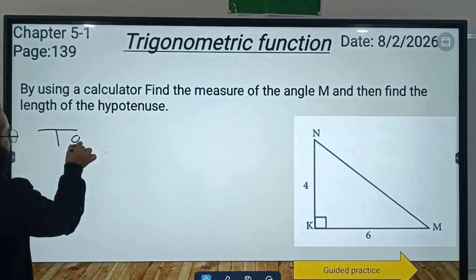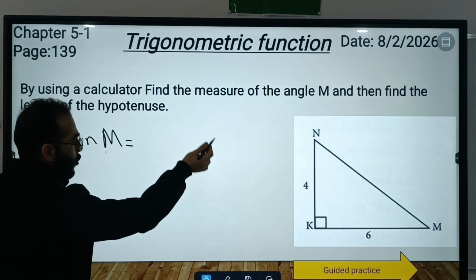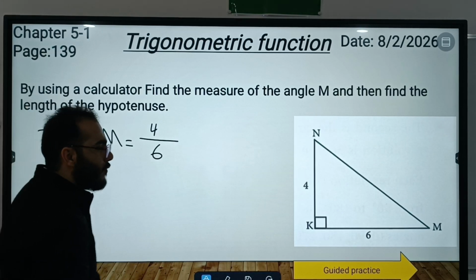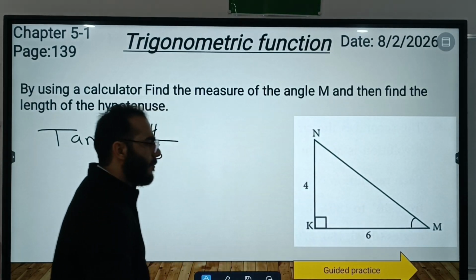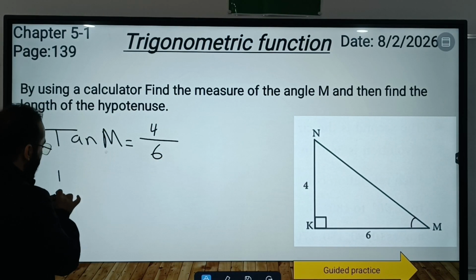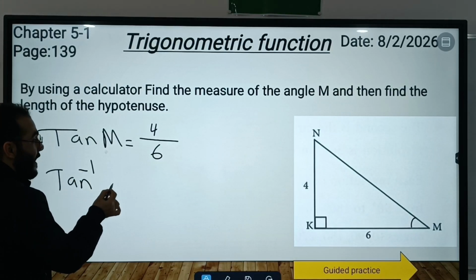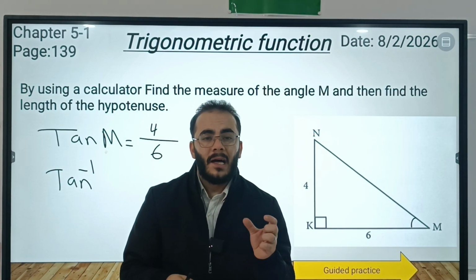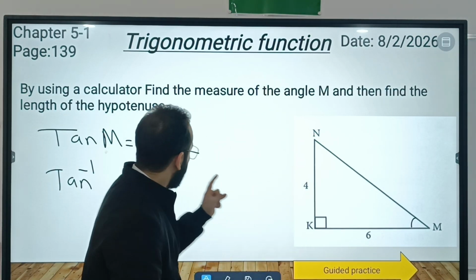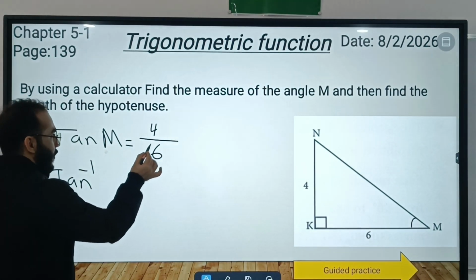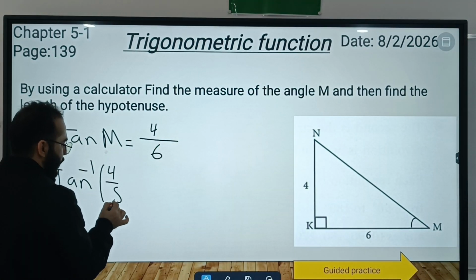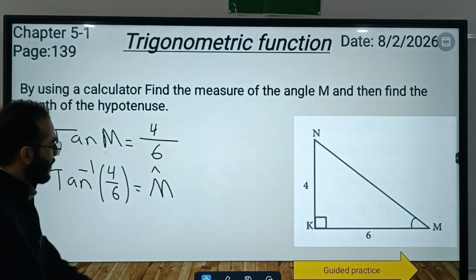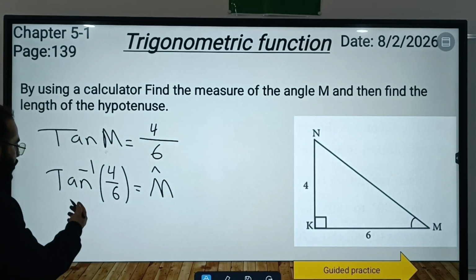We will say that tan M equals opposite over adjacent, which is 4/6. Now, in order to find the measure of this angle, because we are looking for the angle M, we need to turn this into the inverse, tan inverse. Whenever we turn the trigonometric ratios to their inverse, we switch the place of the result and the angle. How? This 4/6 is going to come inside, and then M goes out. So angle M, this is exactly what we are looking for, the measure of angle M. So it's equal to tan inverse.